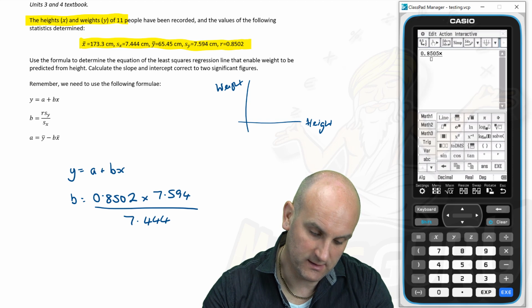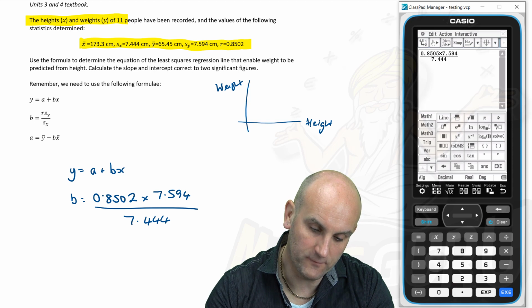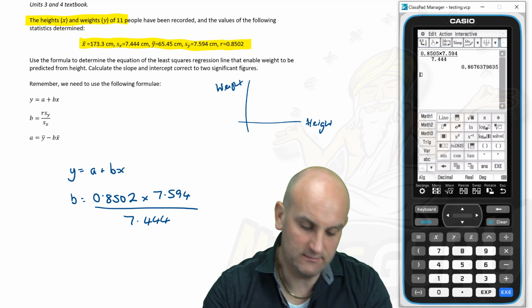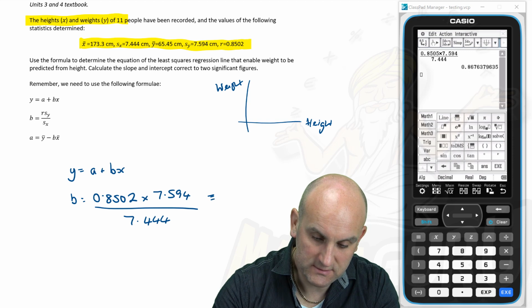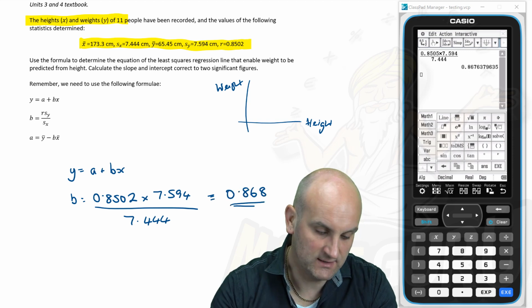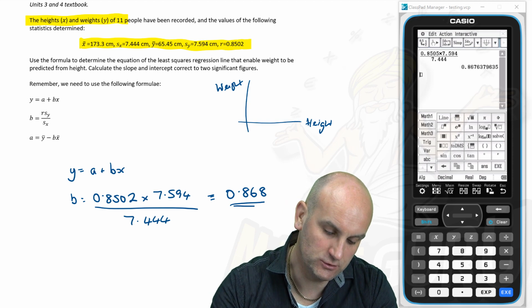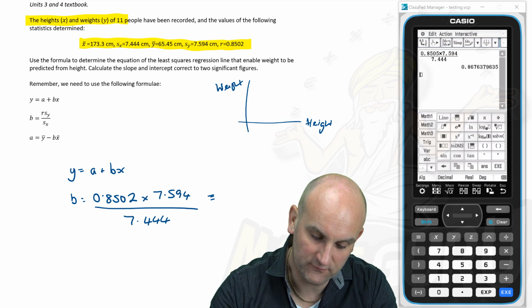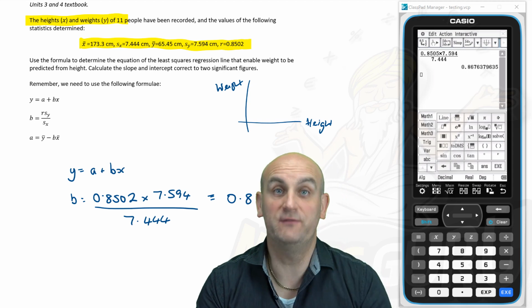0.8502. We're going to multiply that by 7.594, and we are going to hit down and go divide that by 7.444 and hit enter, and I get 0.868. Let's leave it at that. Does it say? Oh, it says correct to two significant figures. Okay, so two significant figures gives me 0.87. That's my value of b.